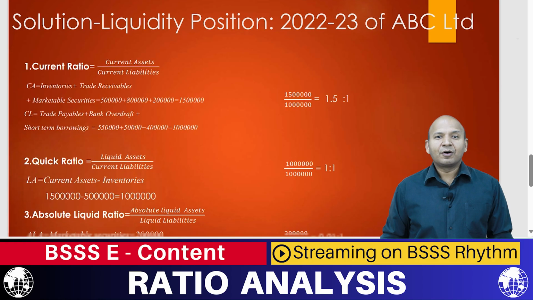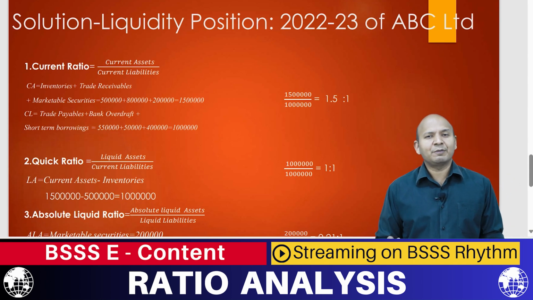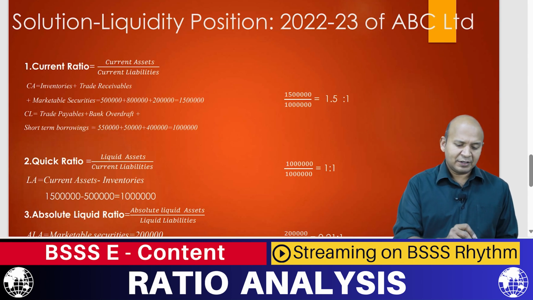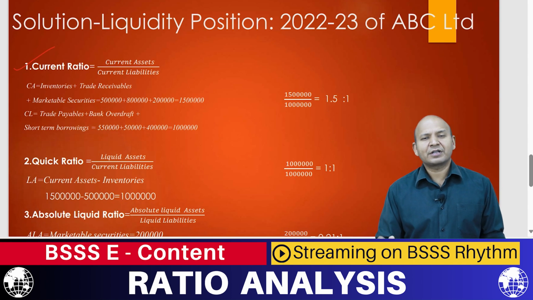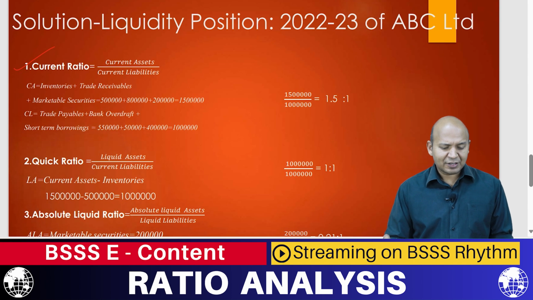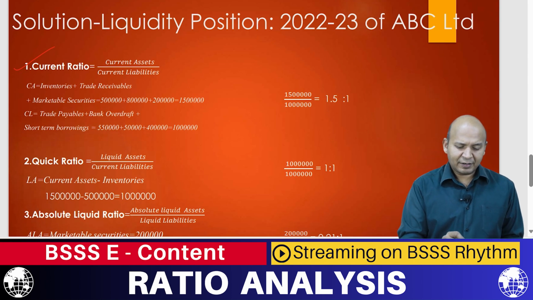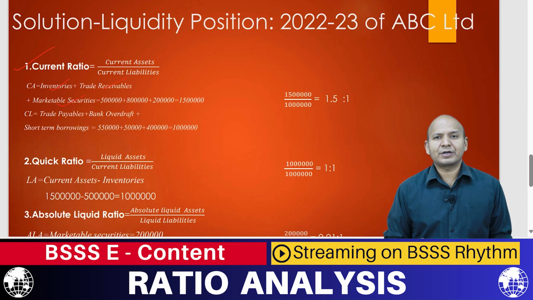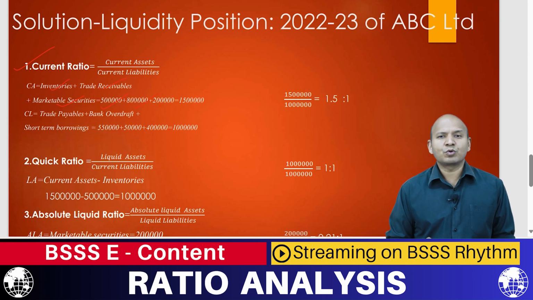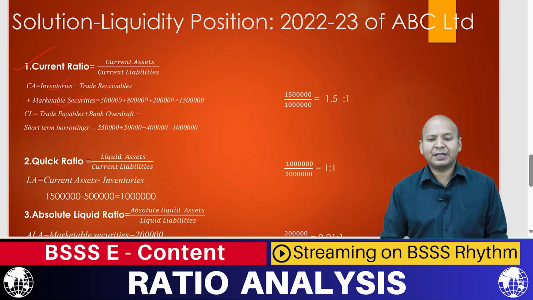On the basis of this balance sheet, we need to calculate the liquidity position, wherein we will be calculating the current ratio, the quick ratio, as well as the liquid ratio. The formula for calculating current ratio is current assets divided by current liabilities. In this case, current assets include inventories, trade receivables, and marketable securities. So, we need to add these three items, that is 5 lakhs plus 8 lakhs plus 2 lakhs. The total is coming 15 lakhs.